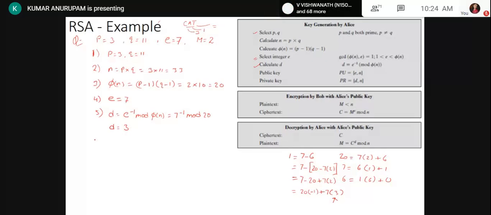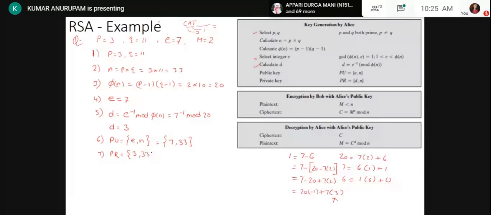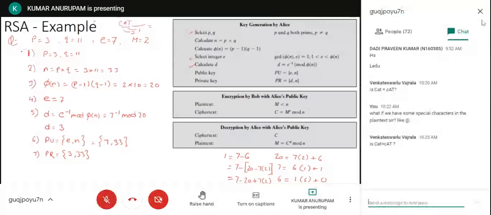Okay. Now we have got this. Now sixth point: what is a public key? Public key is given as e comma n. Now what is e comma n? E is 7 while n is 33, right? So we'll write it like this. Seventh point: what is my private key? Private key is your d comma n. So what is d value? D value is 3, n value is 33. So now this is the key generation part which we have successfully completed.